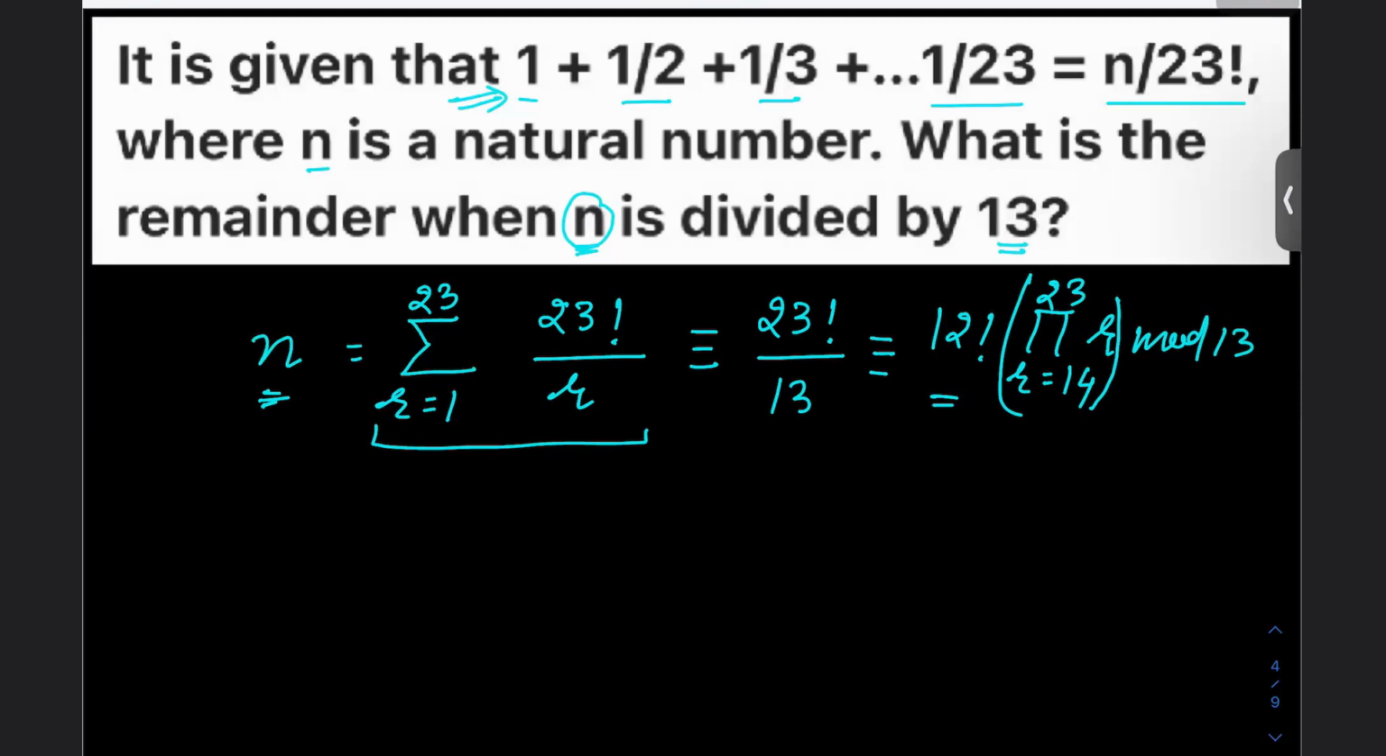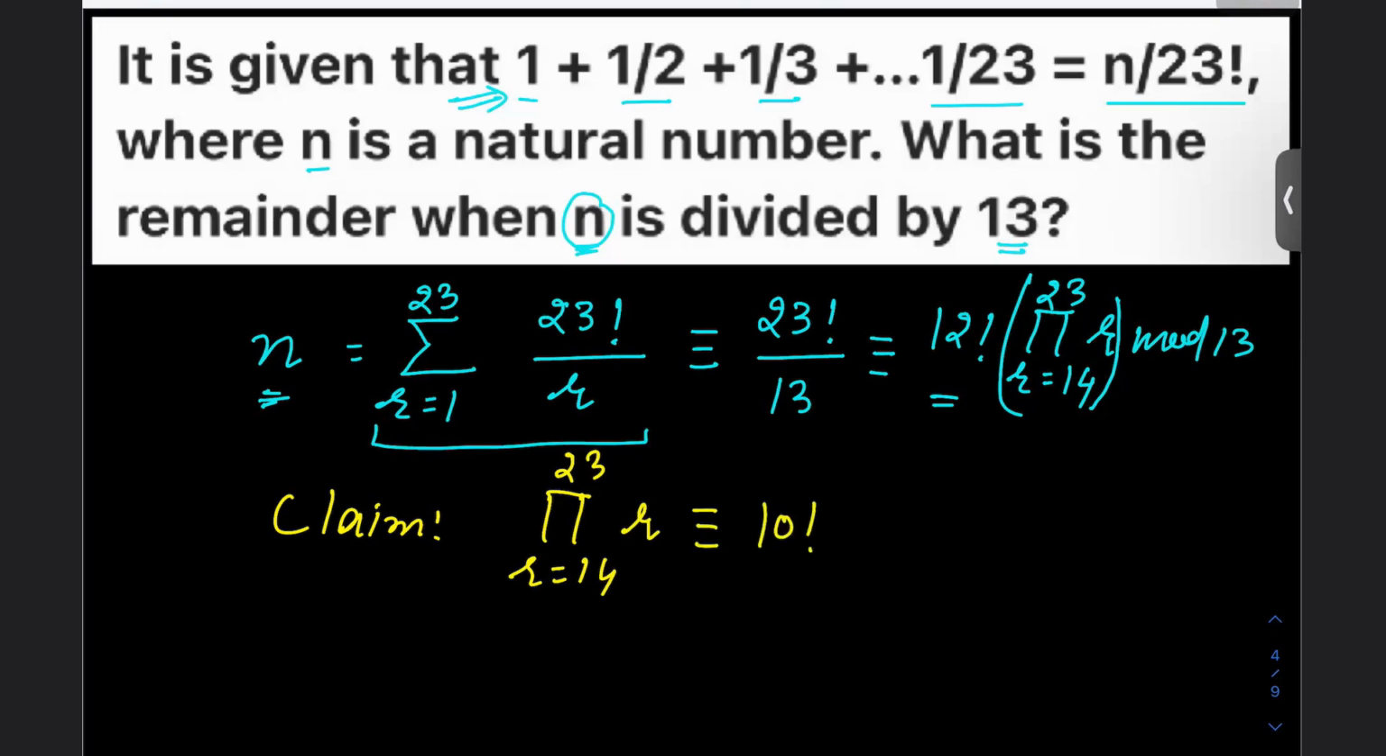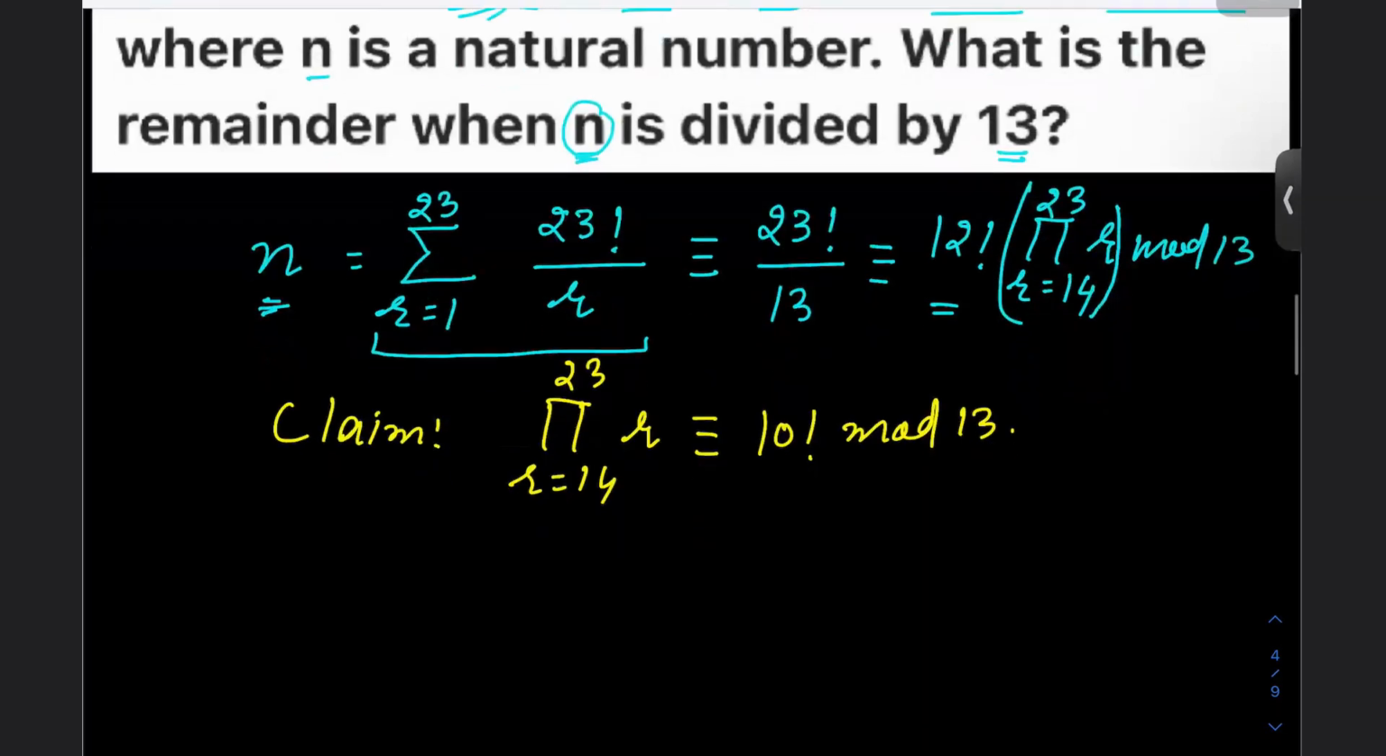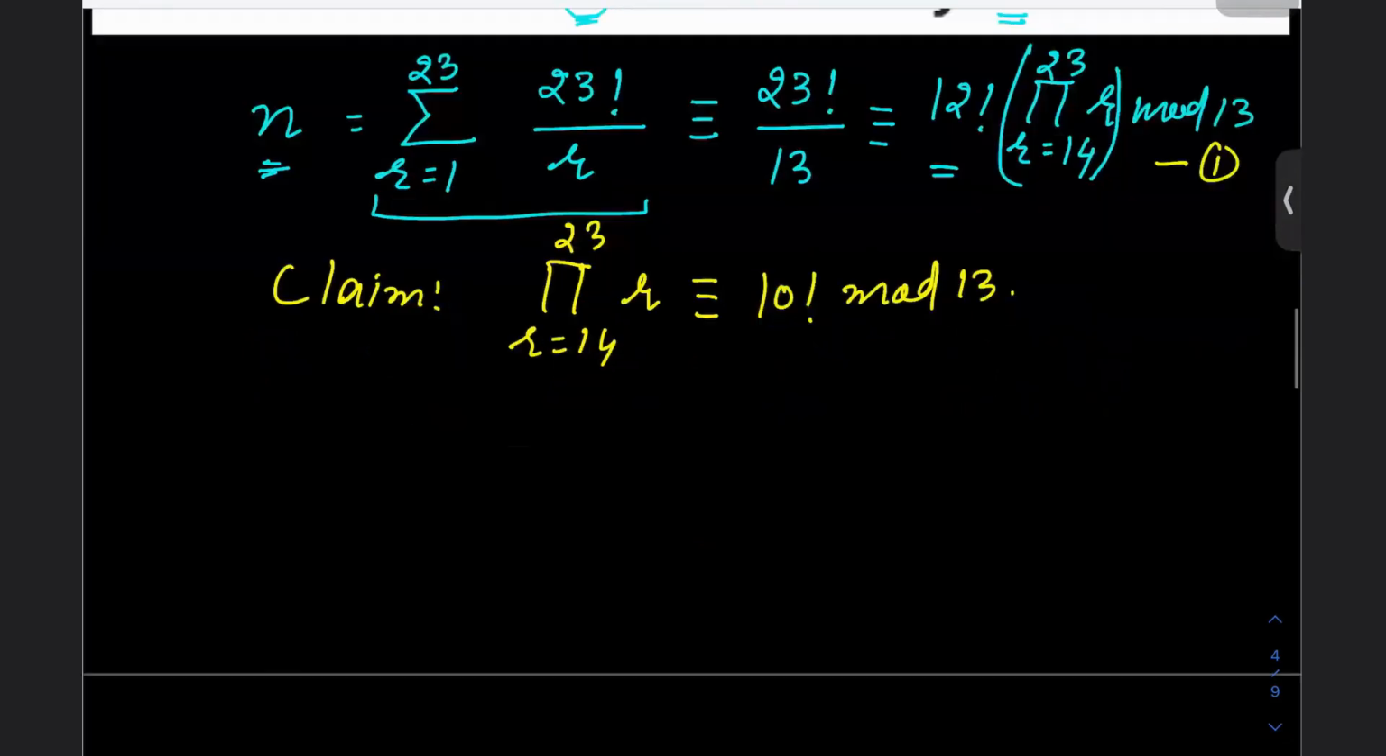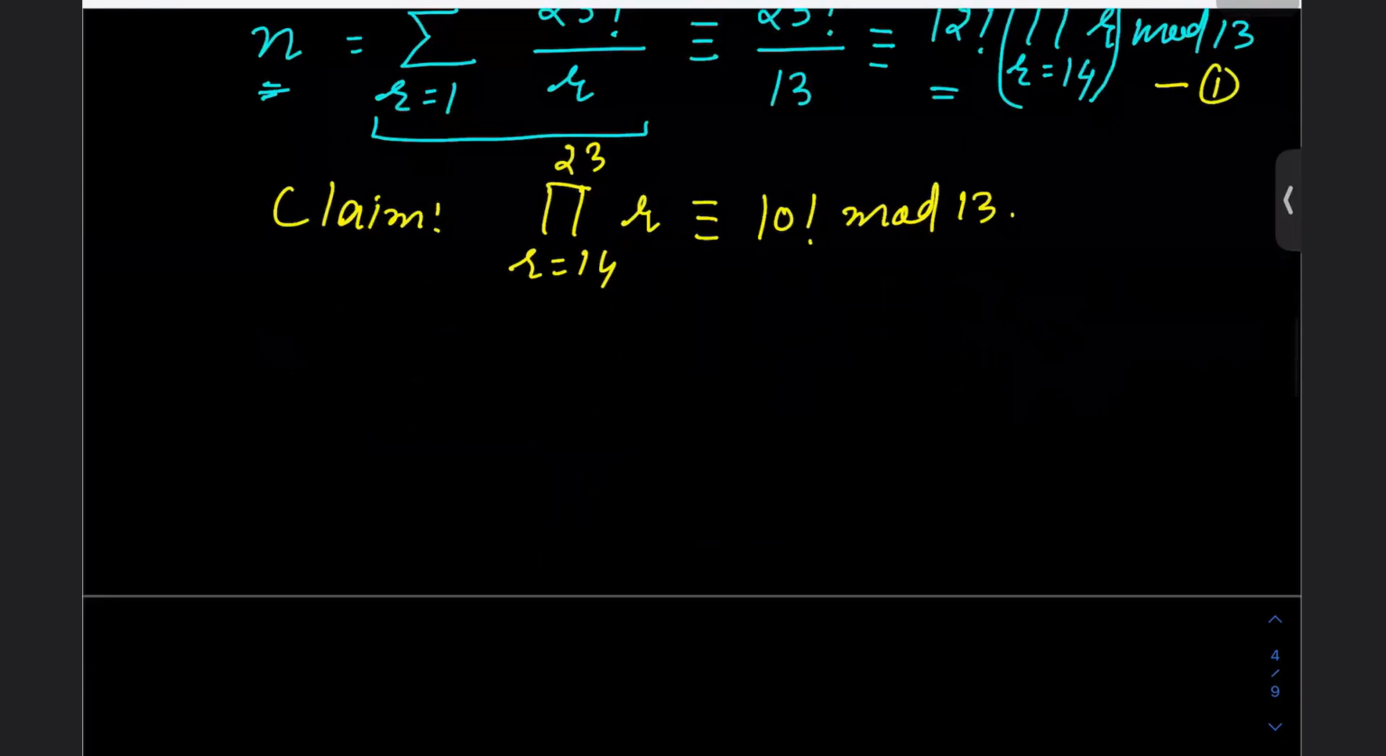Now I'm writing one claim. What is the claim? That the product of r from 14 to 23 of r is congruent to 10 factorial modulo 13. We can take this as equation number 1. So this is our claim. Let's prove it first.